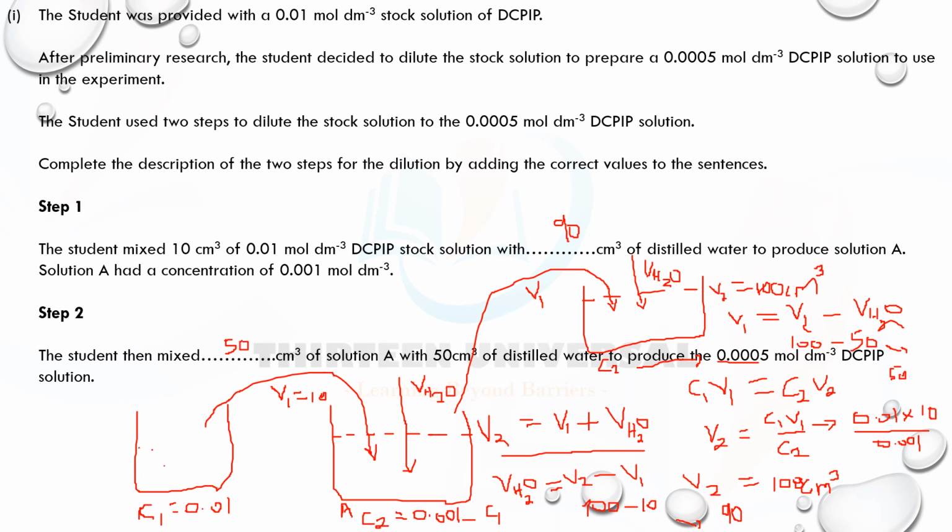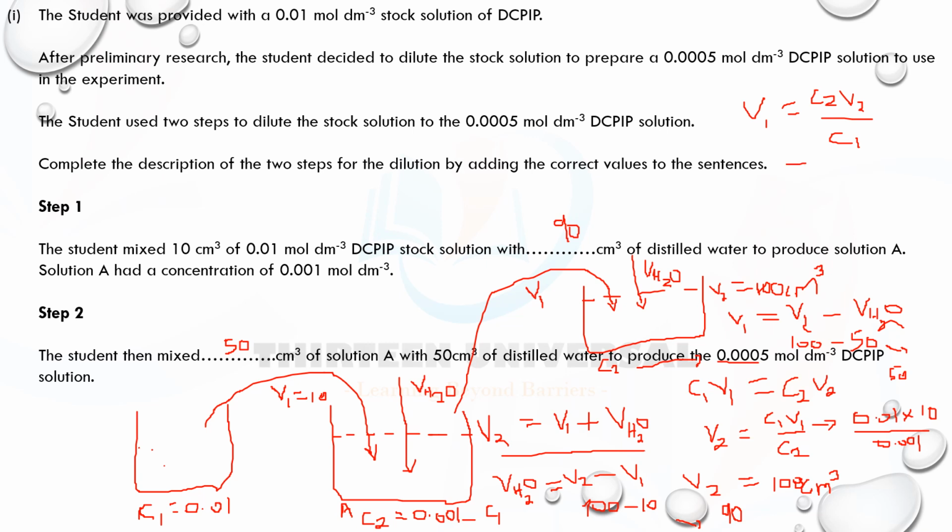If you don't want to calculate it that way, you can also use another formula that says V1 equals C2 times V2 over C1. So if you punch your calculator, C2 is 0.0005 times 100, which is V2, then divided by C1. That may not work here, but it should give you 50. But let's do it now to prove something.